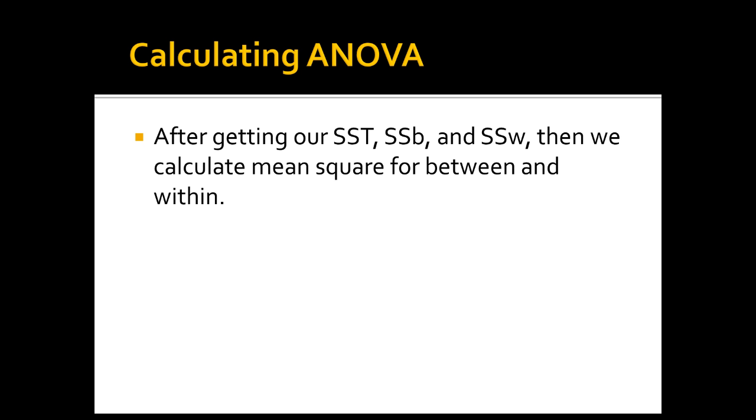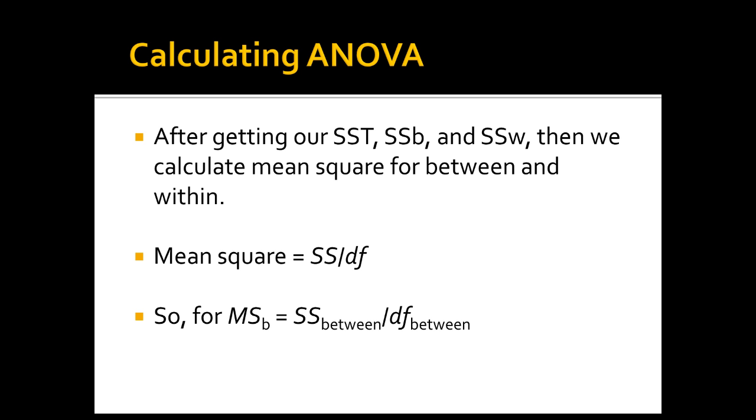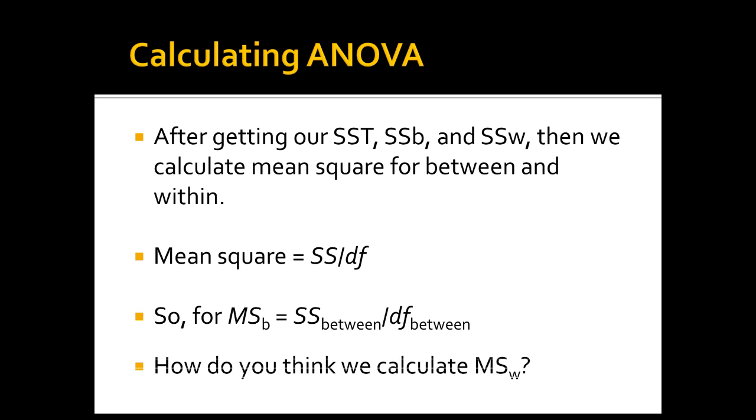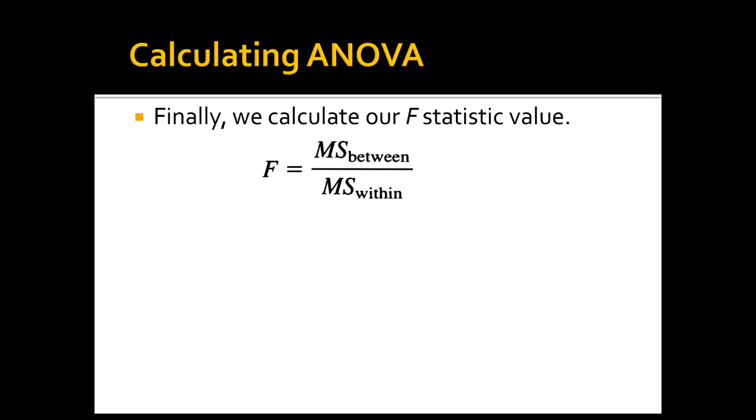After getting our SST, SSB, and SSW values, we can calculate the mean square between and within. For mean square, we do sums of squares divided by degrees of freedom. So for mean square between, it'd be sums of squares between divided by degrees of freedom between. How do you think we calculate MSW? It's sums of squares within over degrees of freedom within. Finally, we can calculate our F statistic by taking the mean square between over the mean square within.